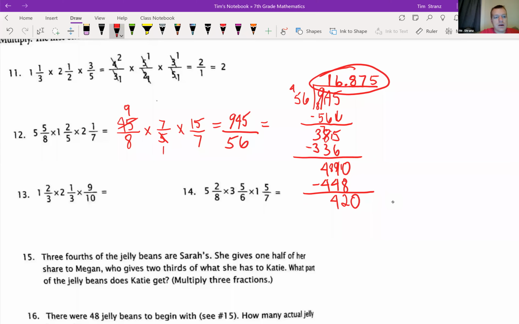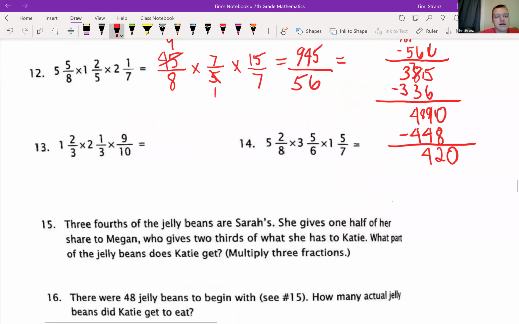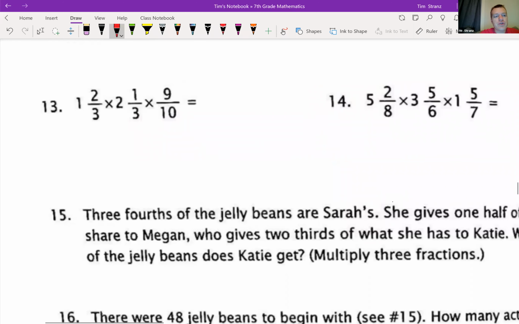Okay. Number 13. Again, I'm going to make them improper fractions first. So 1 times 3 plus 2, that's going to be 5 over 3. Times, that's going to be 7 over 3. Times 9 over 10. Okay. I'm going to cancel out this 3. That goes into that 1 time. That goes into that 3. Makes it a little bit easier.